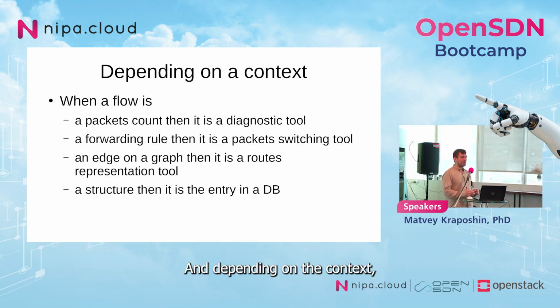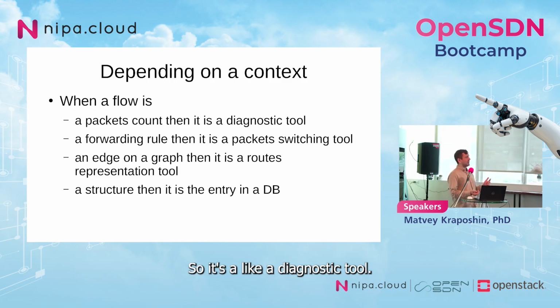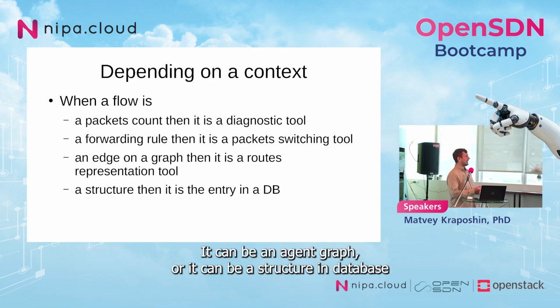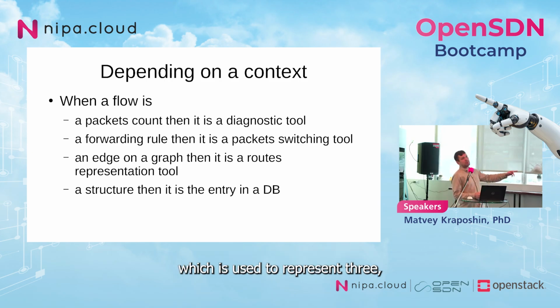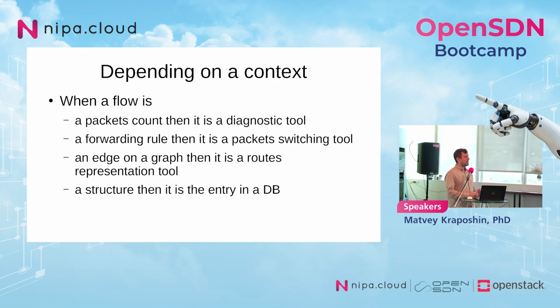And depending on the context and depending on the two points of view, flow can be a packet count, so it's like a diagnostic tool. It can be a forwarding rule, it can be an edge on a graph, or it can be a structure in a database which is used to represent the three previous manifestations of a flow.